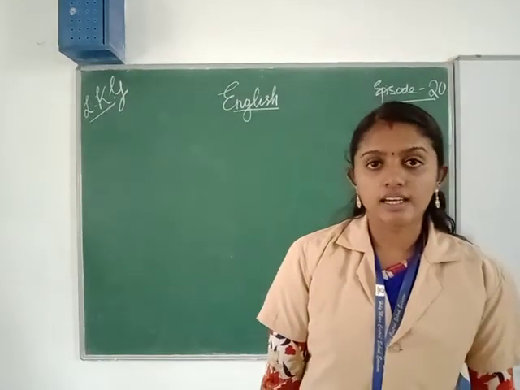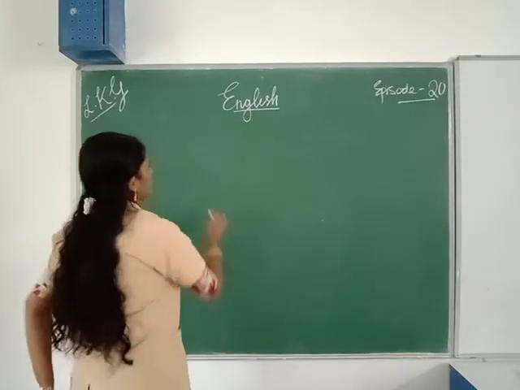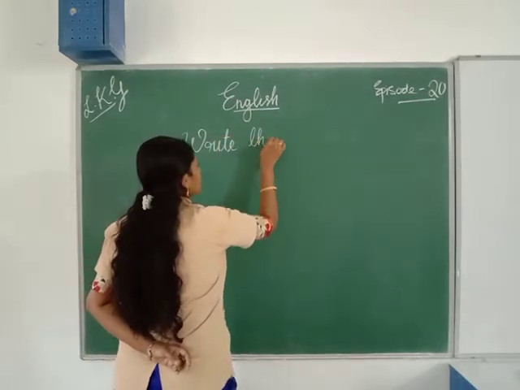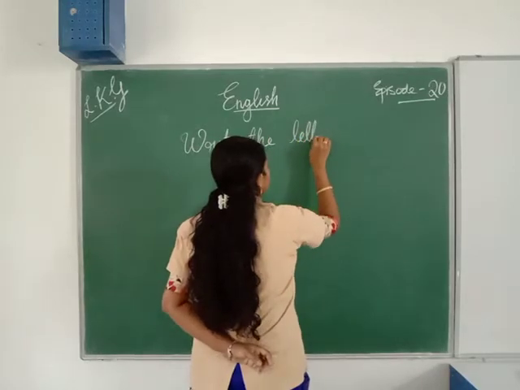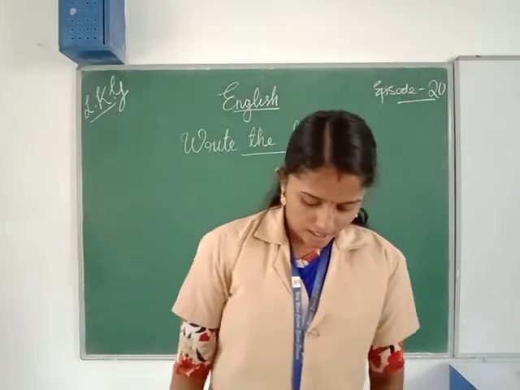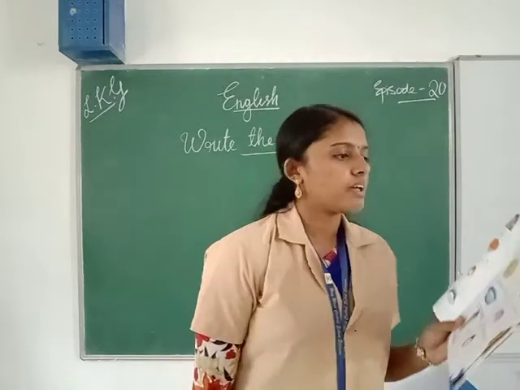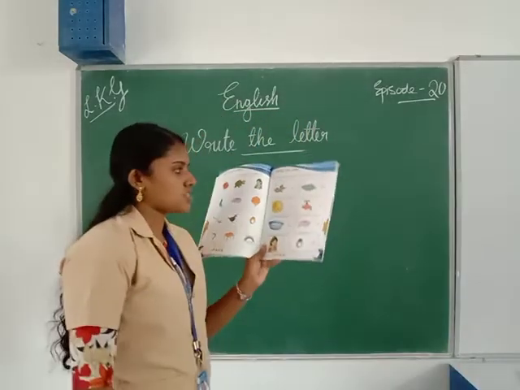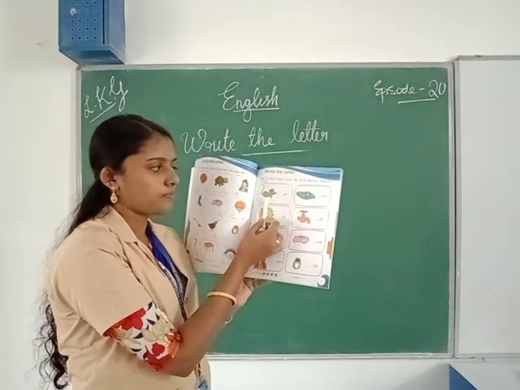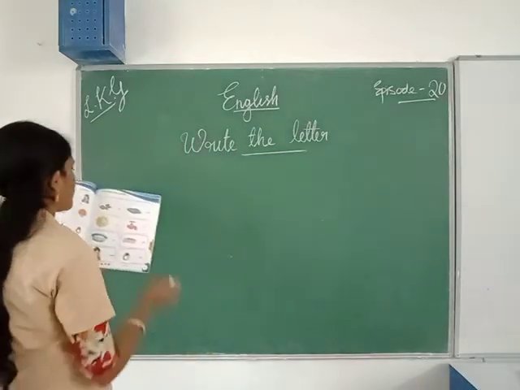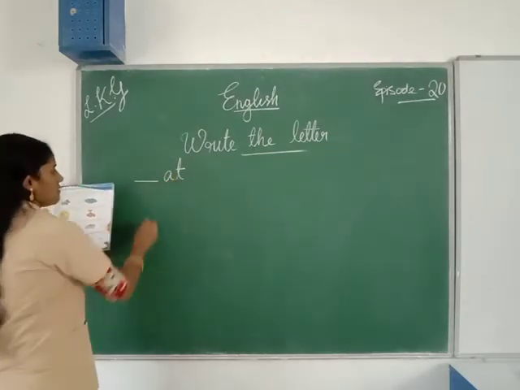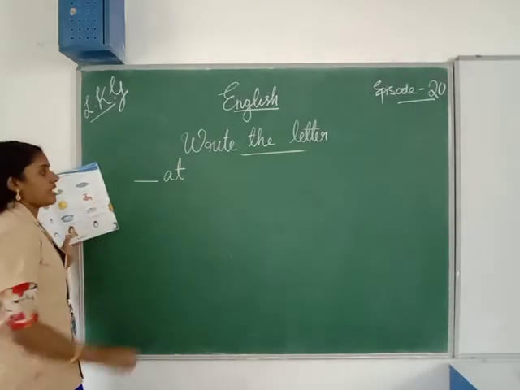Next, write the letter. Listen. See the text page number 21. First, say the name of each picture. Say the name of each picture first. What is this? Say the name. Rat. Okay. Rat. Here, dash A. E. Which letter is right? Here. Yes.